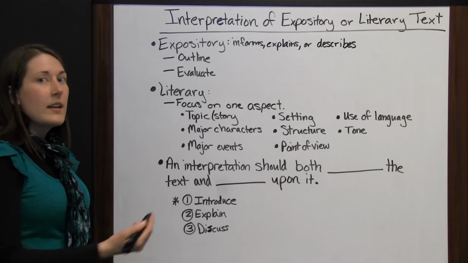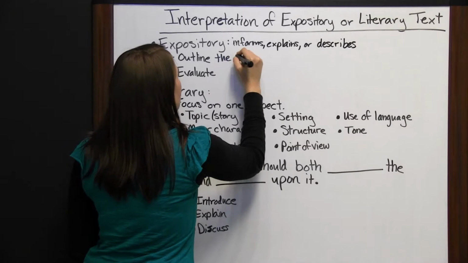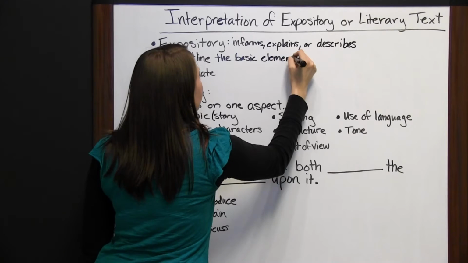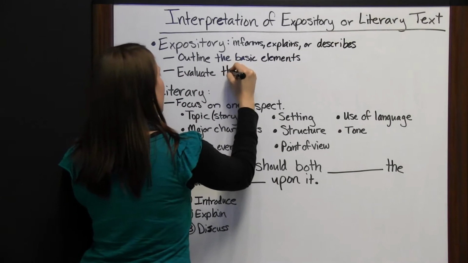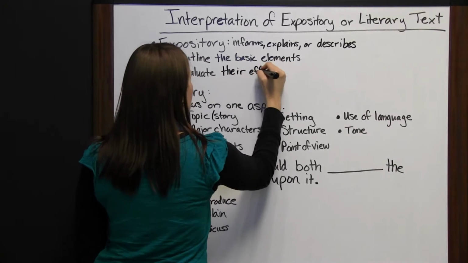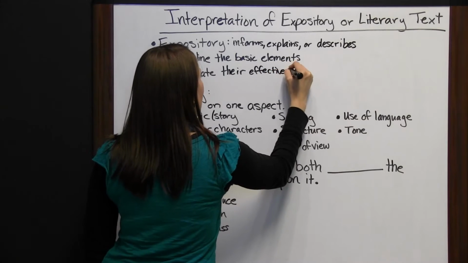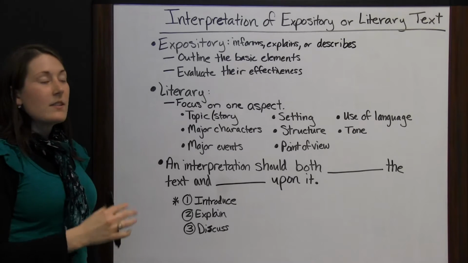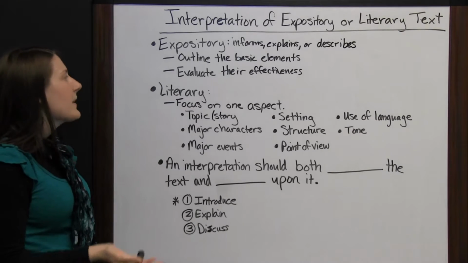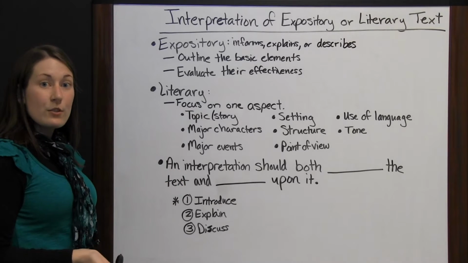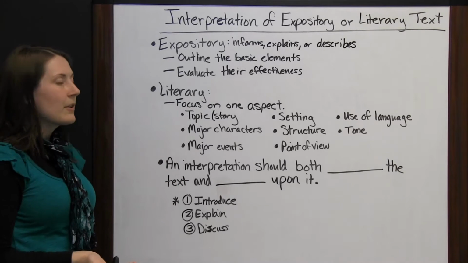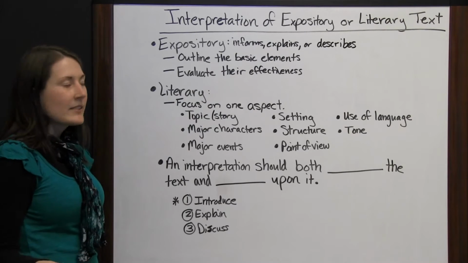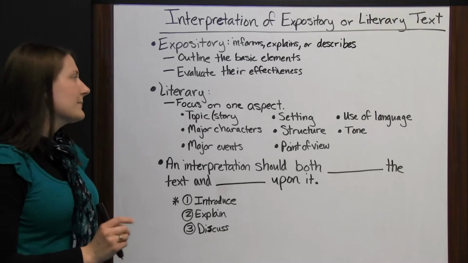So what you want to do is outline the basic elements of that paper, and then you want to evaluate their effectiveness. This is how you are going to give your interpretation. Once you outline the basic elements of the research paper or the recipe, then you can evaluate their effectiveness. Did you learn what you were supposed to learn from the research paper? Are you now able to bake a cake following those directions? Very cut and dry.